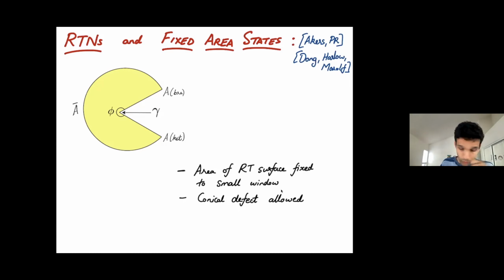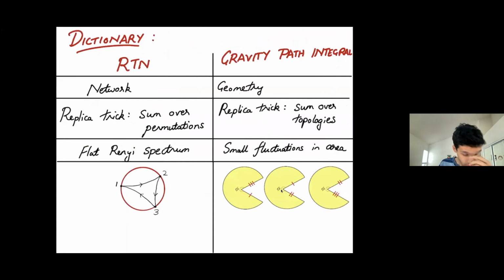So here the way we defined this fixed area state was you have the usual asymptotic boundary conditions, but now you have an extra condition at the HRT surface gamma, which allows for a fixed area and an arbitrary opening angle. With this, there's actually a one-to-one connection between the random tensor network and the gravity path integral.